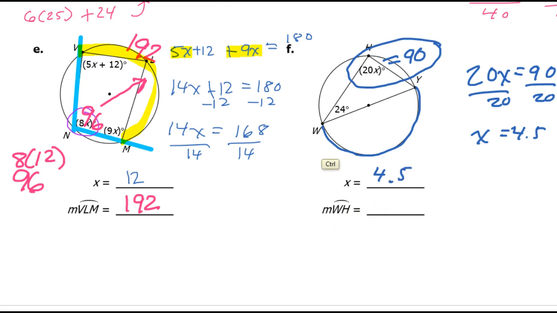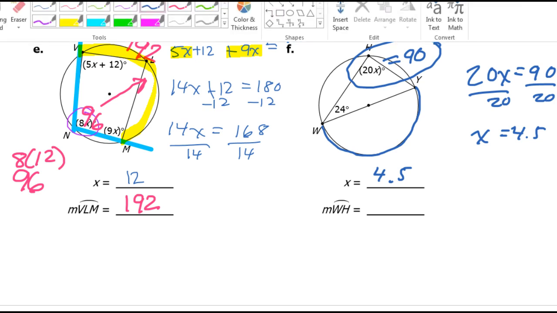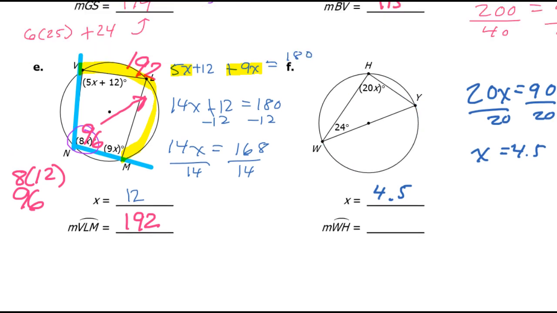How do I get arc VH? See, where is that arc VH? All right, for the last thing they want us to find arc WH. Arc WH is right here. Now, to figure that out, we need to know what angle Y is. Okay, so focus your eyes on that. Here's angle Y, going like this.